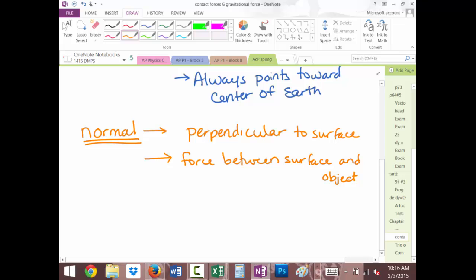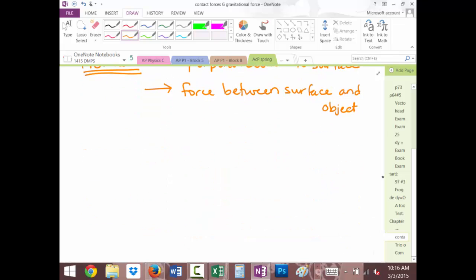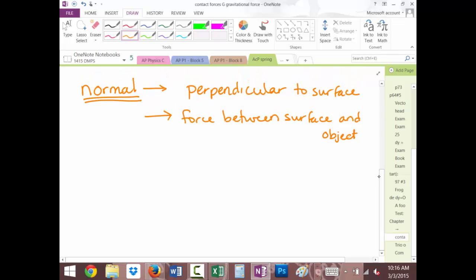Okay? Always, always, always. Now here's the fun thing about the normal force. When we were talking about the gravitational force, we had an equation for it, right? Like, boom. You know the mass, you know the gravitational force, you're done. Normal force doesn't work that way. The normal force varies. It changes depending on the situation.